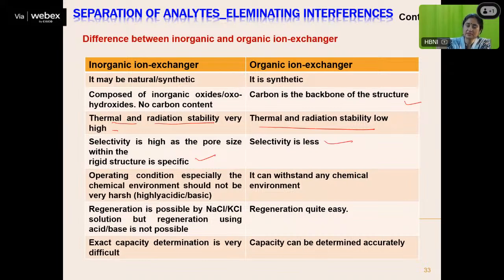Organic has less selectivity because it is just exchangeable. So any cation can exchange with the H plus or any anion may exchange. Operating conditions, especially the chemical environment, should not be very harsh for organic, whereas inorganic can withstand any chemical environment. Regeneration is possible by NaCl, KCl solution, but regeneration using acid or base is not possible for inorganic. For organic, regeneration is quite easy. Exact capacity determination is very difficult for inorganic. Here you can determine it very easily.